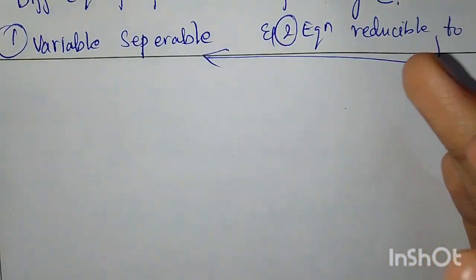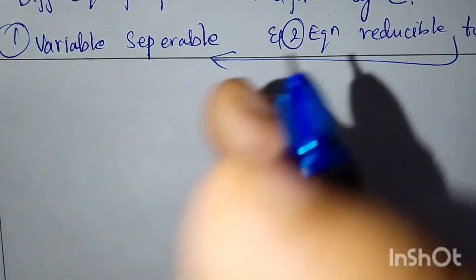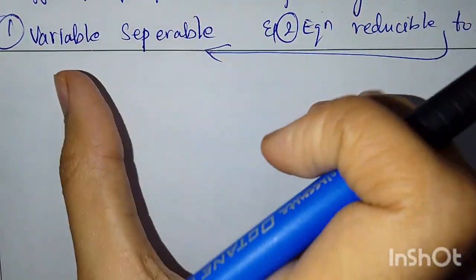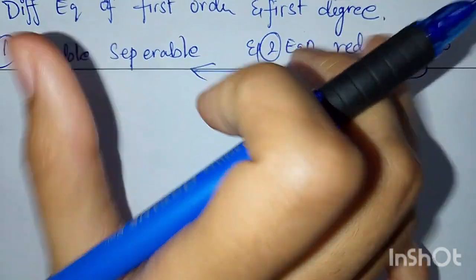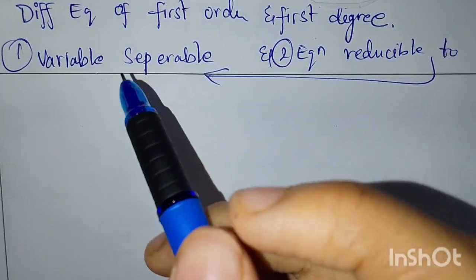How will we solve? We formed it by differentiating, and we will solve by integrating. There are most probably two methods: variable separable, and equation reducible to variable separable. So we will see how to do it. If you can see that the variables are easily getting separated, then we will use this method.